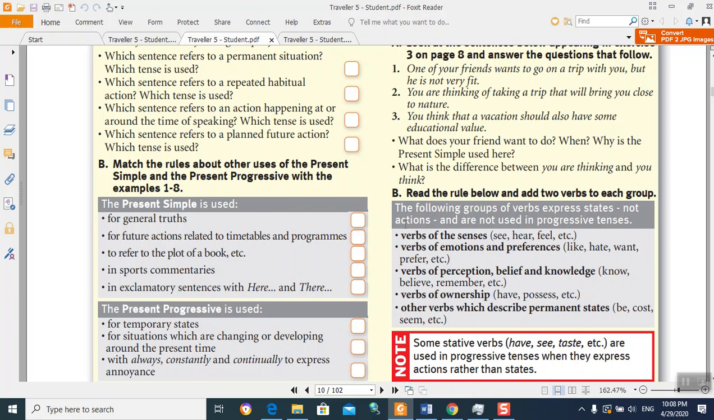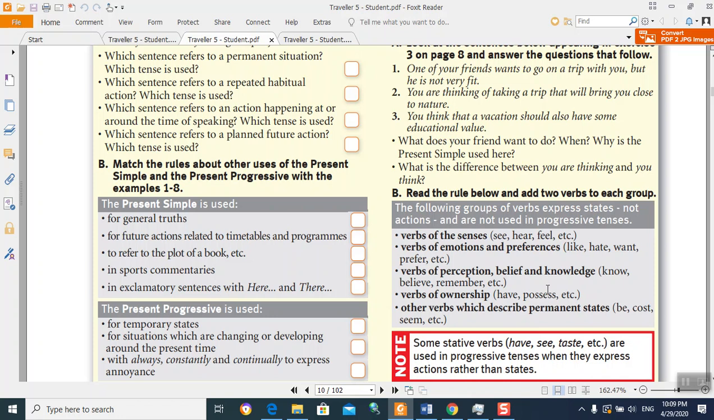There is a very interesting note here about the stative verbs. Have, see, taste are used in progressive tenses when they express actions rather than states. As you know in English, some words have more than one meaning. It is the same for, for example, the verb have. We can use it as an action and we can use it for a stative case. When you say, I have my breakfast, you can also use it in the progressive: I am having my breakfast now. Okay? It has two meanings.